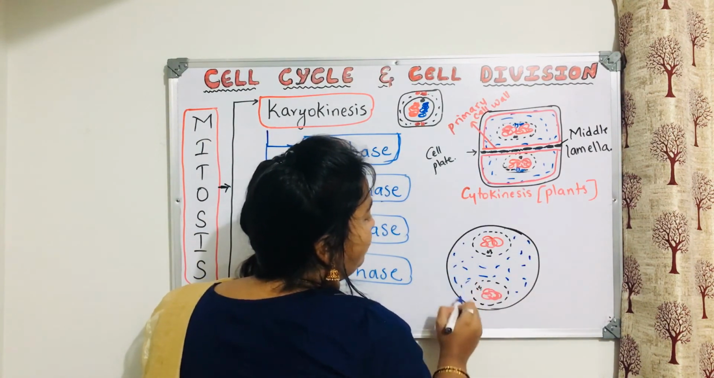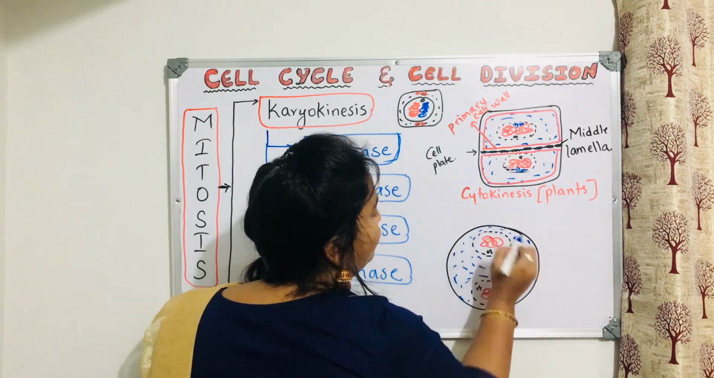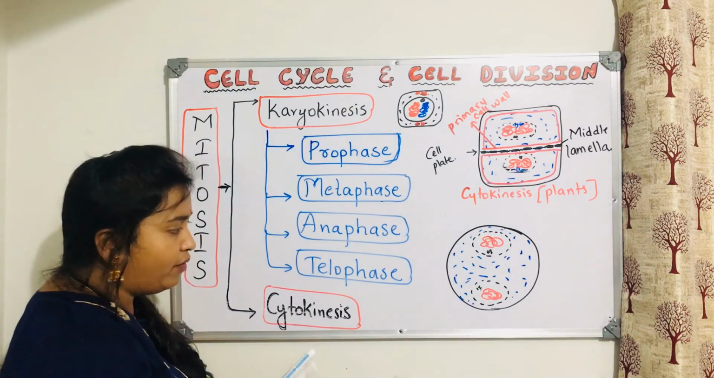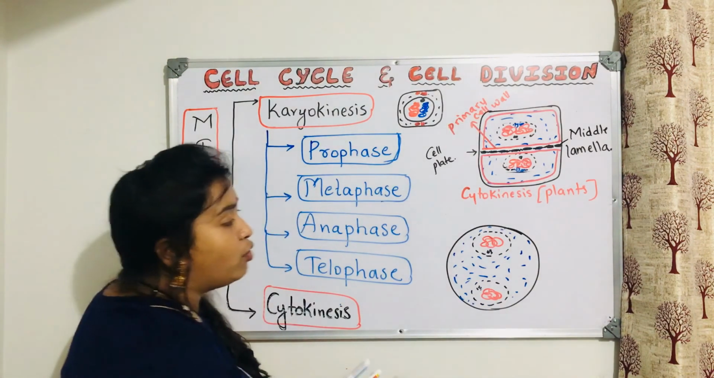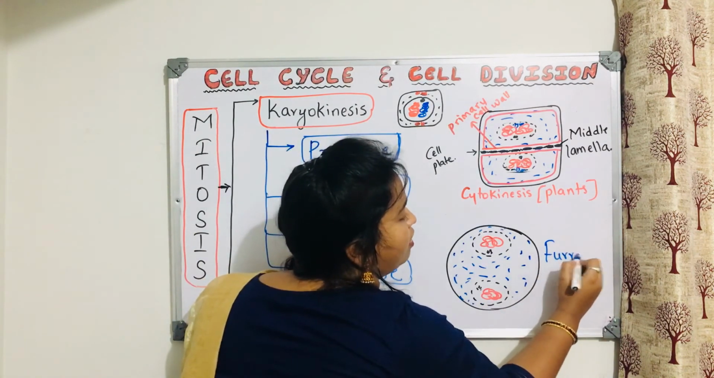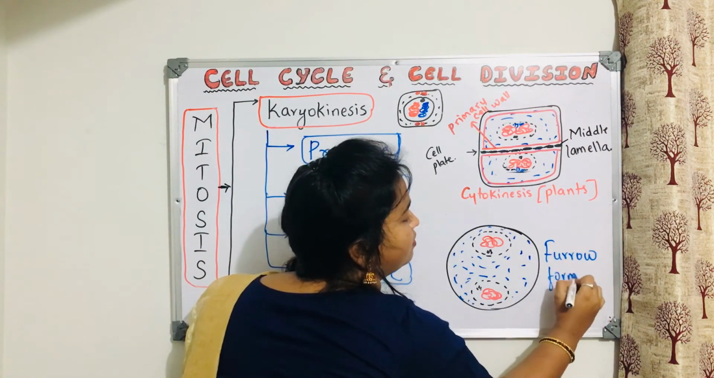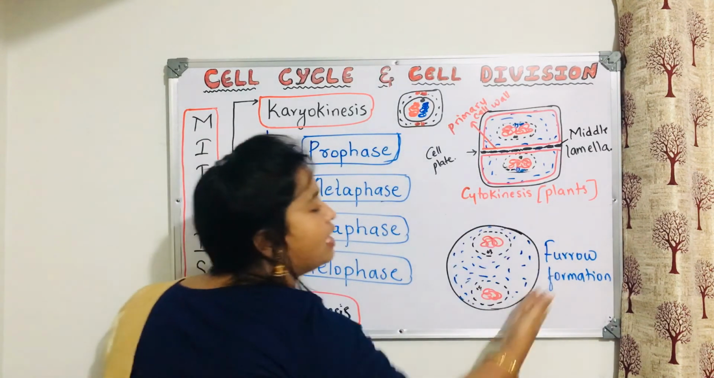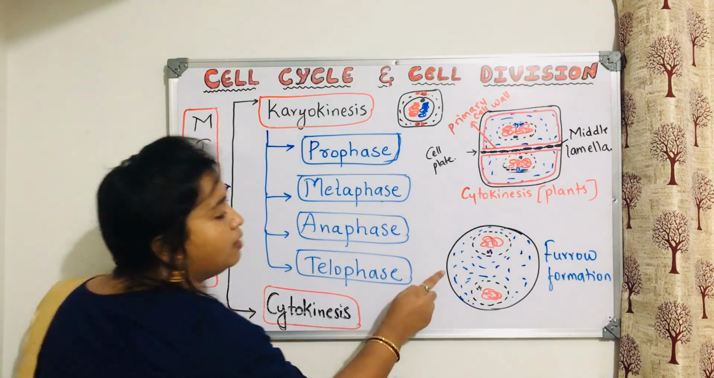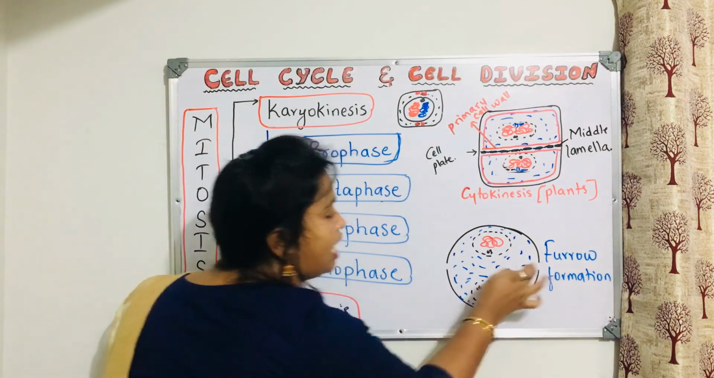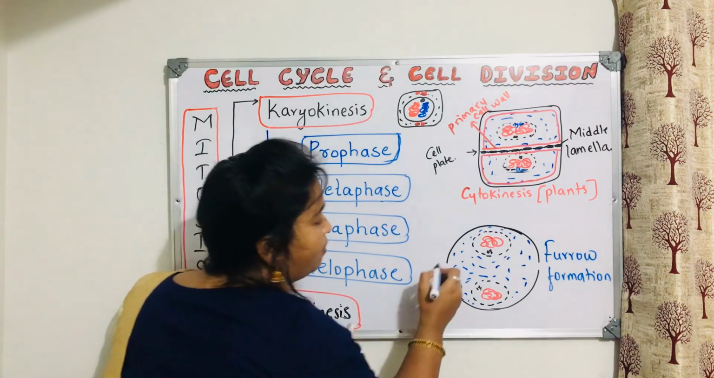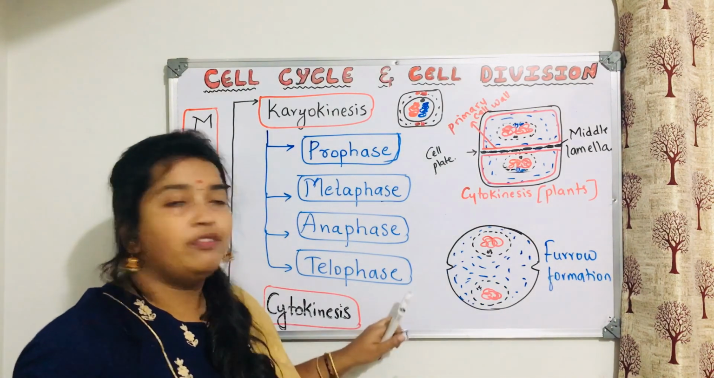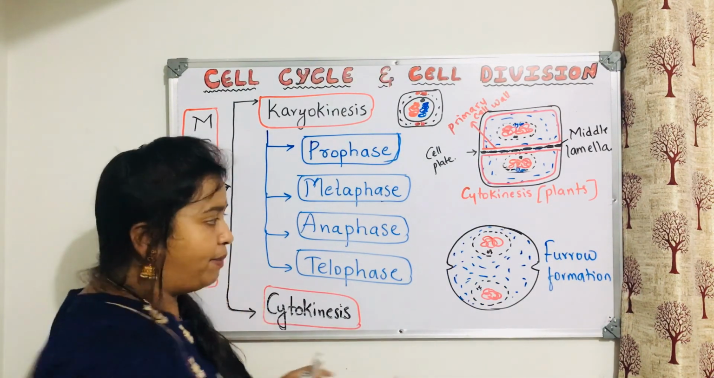We need to separate the cell now. How? In animal cells, there is one important peculiar thing which happens. That is called furrow formation. What actually happens is, because in animal cells we don't have any cell wall, the plasma membrane itself will start invaginating like this. This is called the furrow.